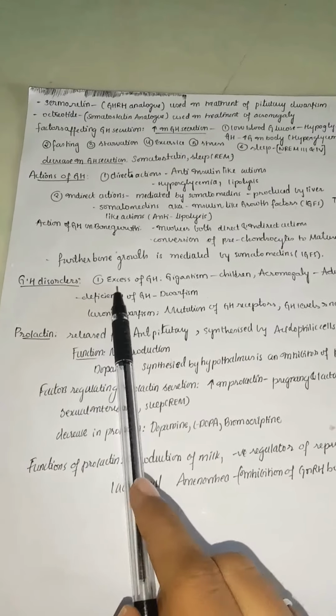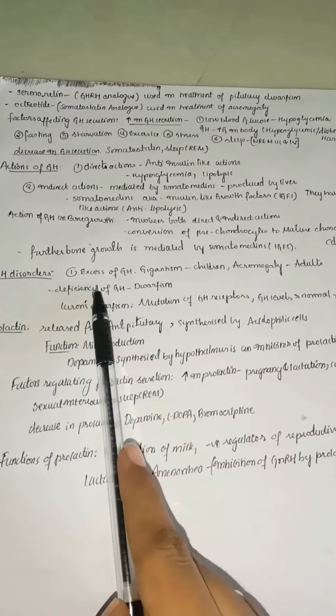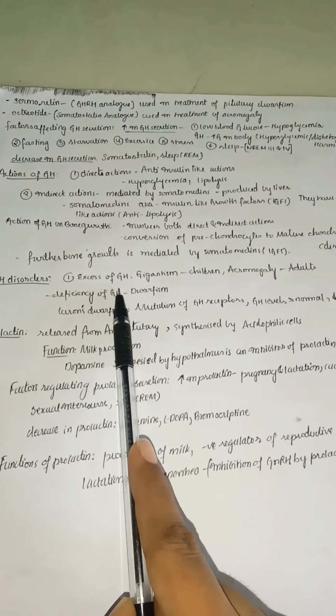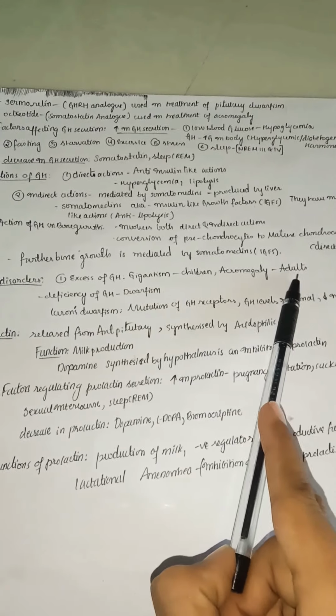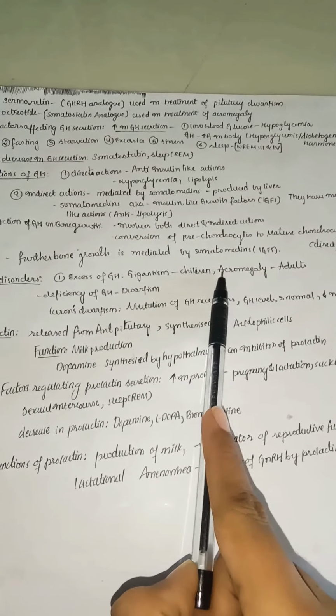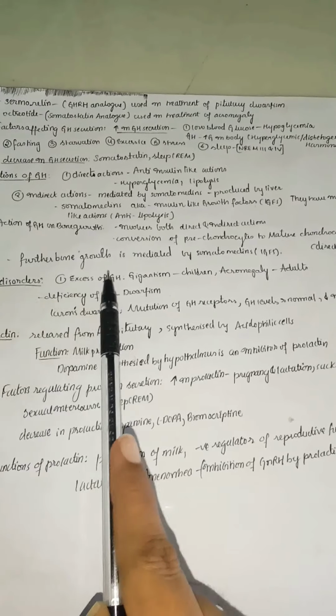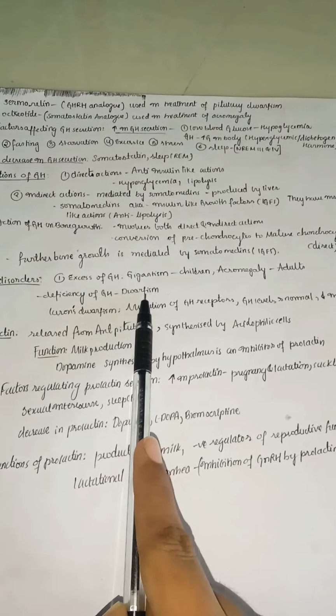Next, let us see growth hormone disorders. If there is excess of growth hormone, it may lead to gigantism in children and acromegaly in adults. So A for A, you can remember acromegaly in adults. And whenever there is deficiency of growth hormone, it will lead to dwarfism.